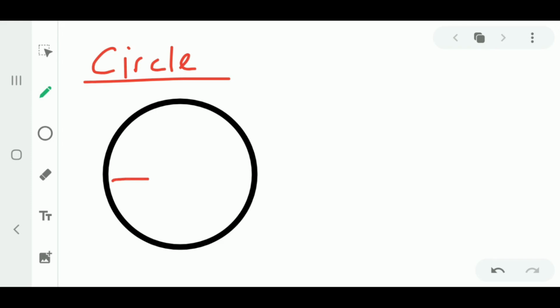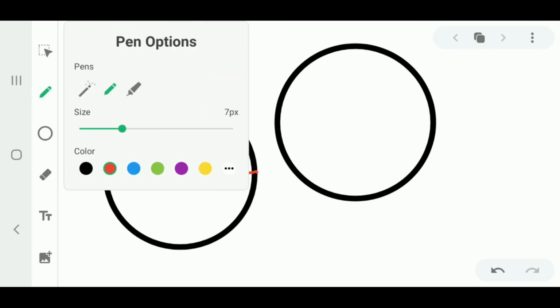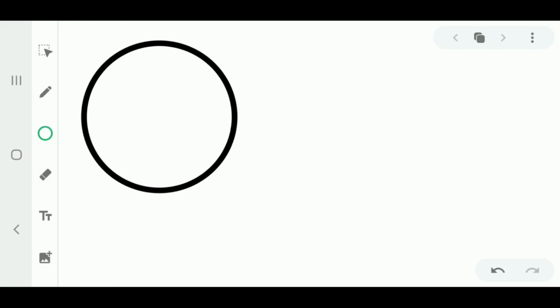Now with the circle, we have this here, which is called the diameter. And half of the diameter itself is called the radius. So now the formula for the area of a circle is pi r squared. We have a circle here, and we were given the radius as, let's say, 7 centimeters.